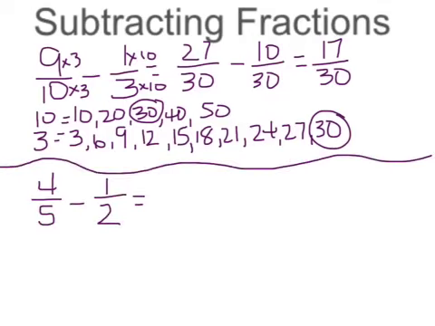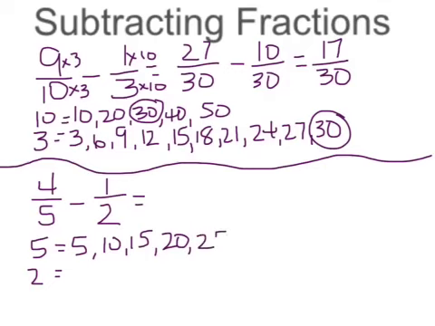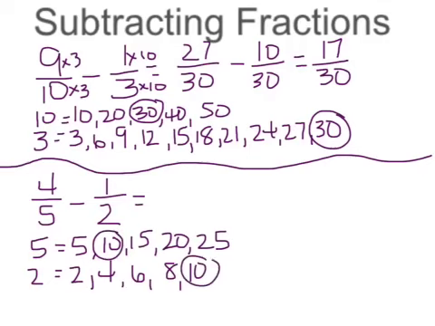Let's try this process one more time. 4/5 minus 1/2. First things first, we have to list all of the first 5 multiples of 5 and 2. The first 5 multiples of 5 are 5, 10, 15, 20, and 25. The first 5 multiples of 2 are 2, 4, 6, 8, and 10. We have a match in the number 10.